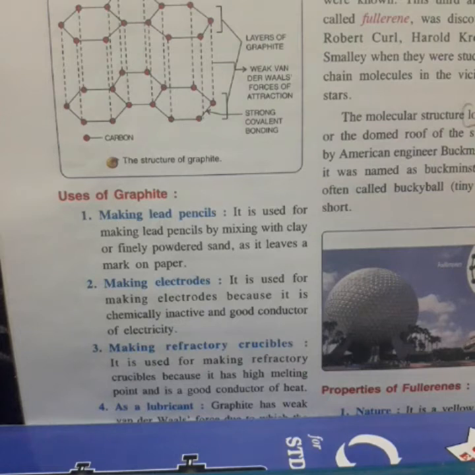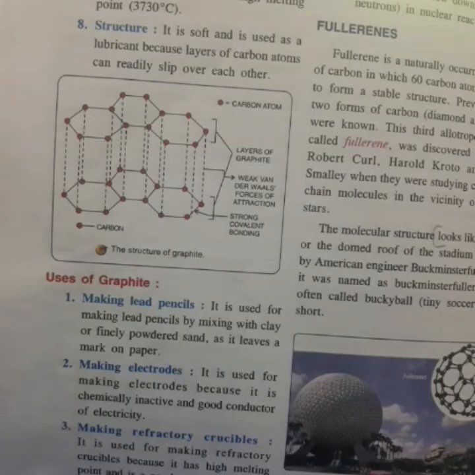Then uses of graphite. Number one, it is used for making lead pencils. Why? Because graphite scales off easily and can mark paper. This is the reason it is used for making lead pencil. Then second point, for making electrodes. Why is it used for making electrodes? Because it is chemically inactive and a good conductor of electricity.